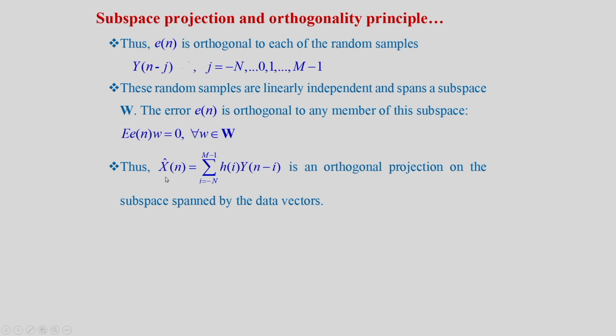Thus, x hat[n], which is given by this expression, that is a linear combination of y[n-i], is an orthogonal projection on the subspace spanned by the data vector. So, this is an important observation. x hat[n], that is the Wiener estimate, is an orthogonal projection on the subspace spanned by the data vectors.